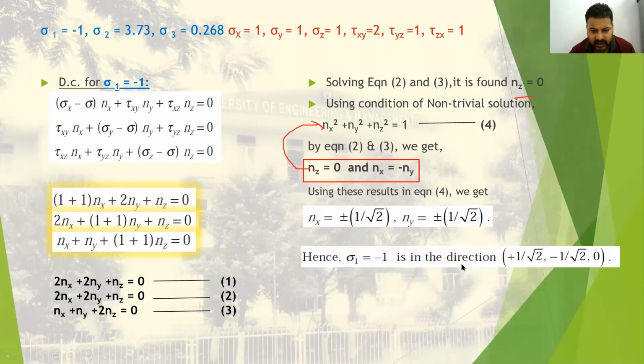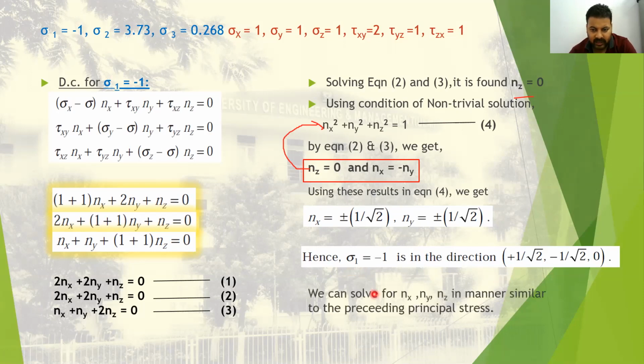As you can see, since sigma 1 equal to minus 1, it is in the direction of plus 1 by root 2, minus 1 by root 2 and 0. So these are the direction cosines for the principal stress sigma 1. In a similar manner, we can solve for sigma 2 and sigma 3 like this. We can solve for nx, ny and nz in a similar manner to the preceding principal stress, that was sigma 1. It is like this.